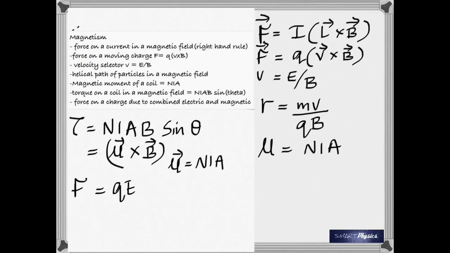If it's a combination of an electric and a magnetic field, the total force is given by the sum of the two forces, in fact, the vector sum of the two forces. Let's do one more problem and that'll be the end of the review. And this is an important problem at that.